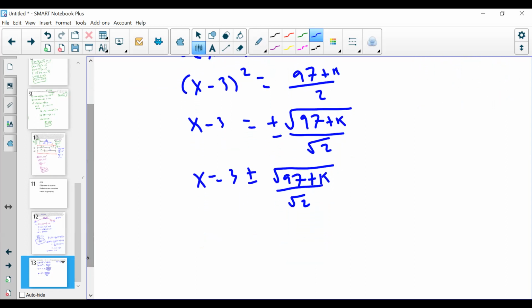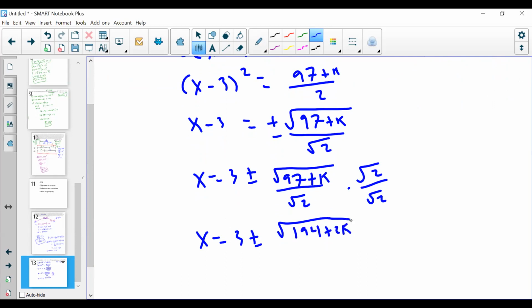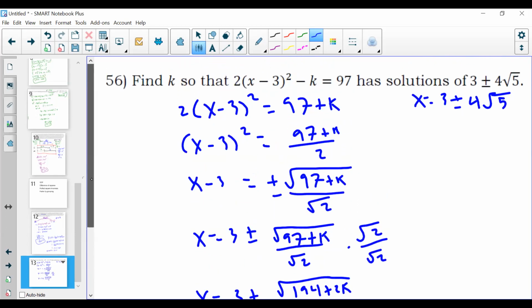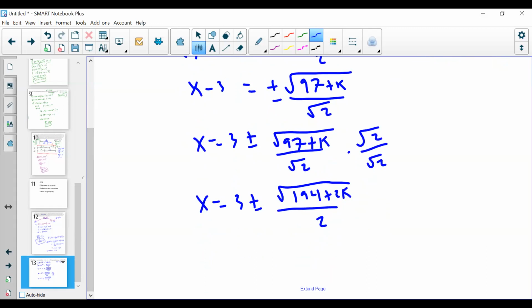All right, so x equals 3 plus or minus the square root of 97 plus k, all divided by the square root of 2. I'm going to rationalize this, so I'll multiply both top and bottom by root 2. And get x equals 3 plus or minus the square root of 97 times 2, which is 194, plus 2k, all over 2. And I want x to equal 3 plus or minus 4 root 5, right?